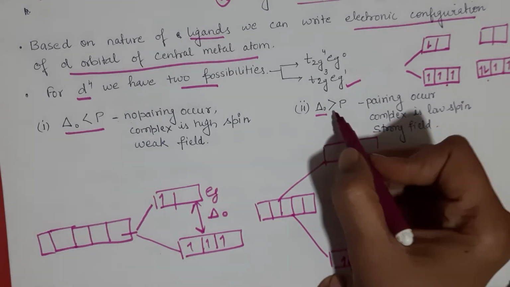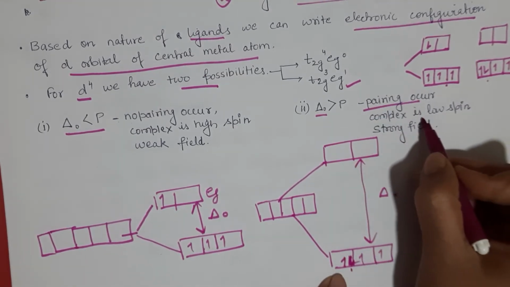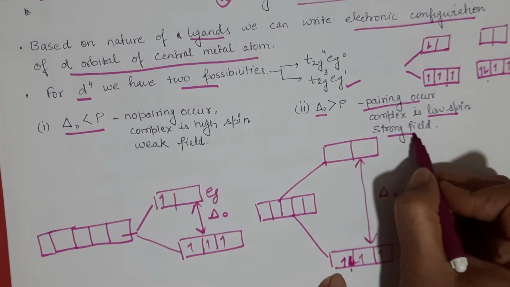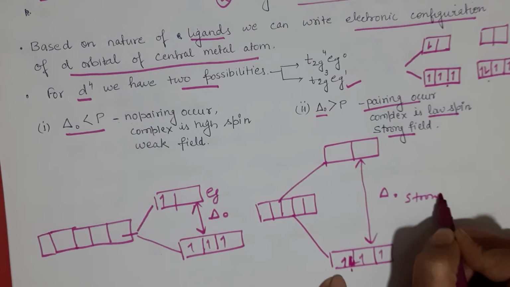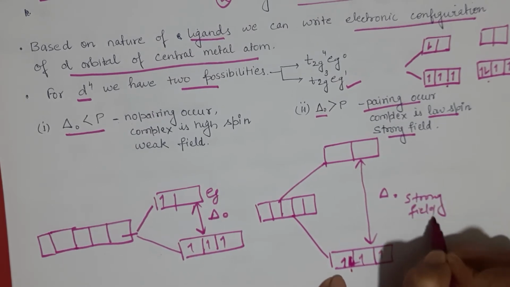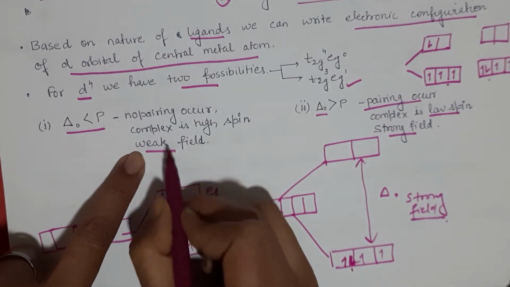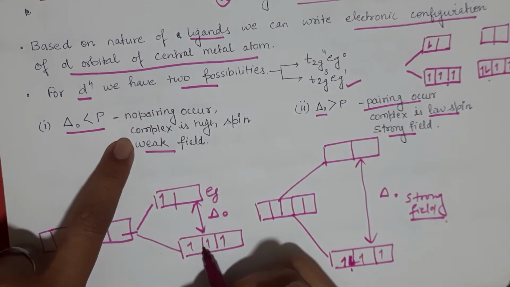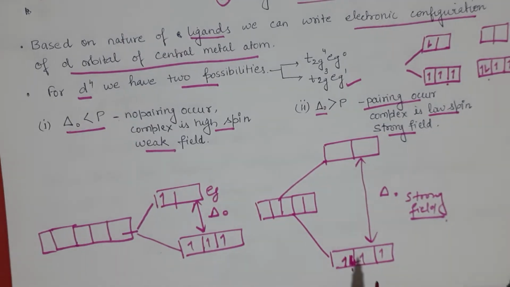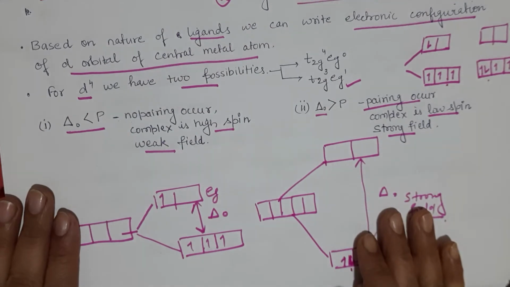So if delta naught is higher, pairing occurs and the complex is low spin, and it happens in the case of strong field ligand. And this happens in case of weak field ligand. No pairing occurs, as you can see, and the complex is high spin. So it's very important to understand this.